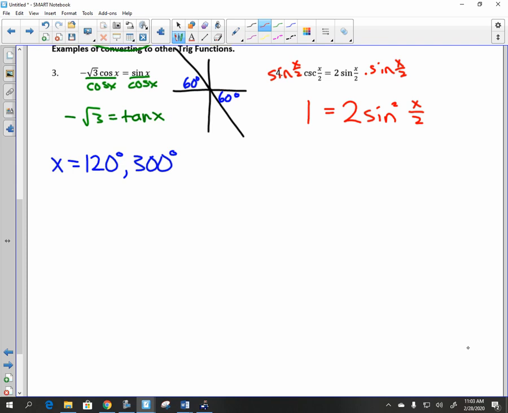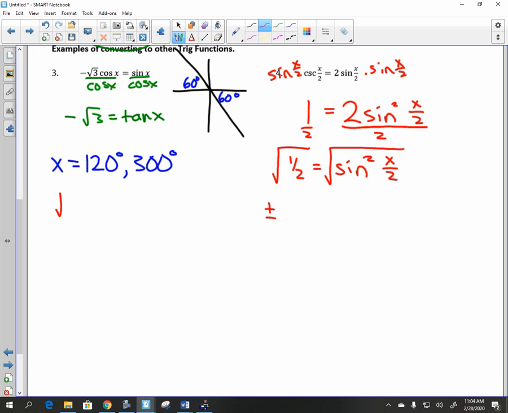Well, I think that equation looks a lot better than the original one. Wouldn't you agree? So let's solve that. How would you solve? What would you do? I divide by 2. 1/2 is equal to sine squared of x divided by 2. I square root both sides. And when I square root, I need to list both the positive and negative. Does anybody know what the square root of 1/2 simplifies to?